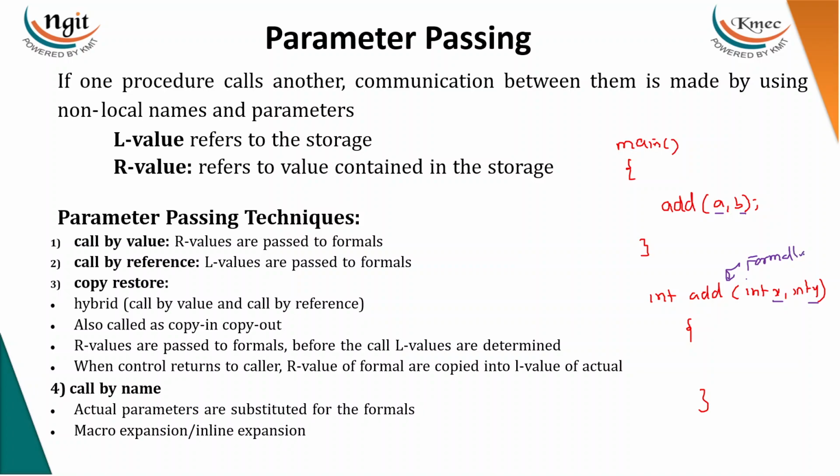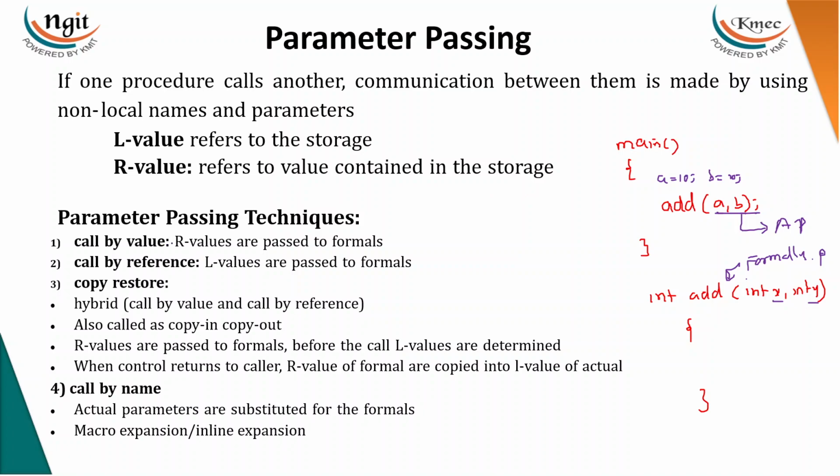Formally used. And these are the actual parameters, where it has the values, like assume that a equals 10, b equals 20. These are the actual parameters, and these are formal parameters. Based on what we are sending to the definition of the function, we can divide this parameter passing into four categories. We have so many, but we are discussing four here.